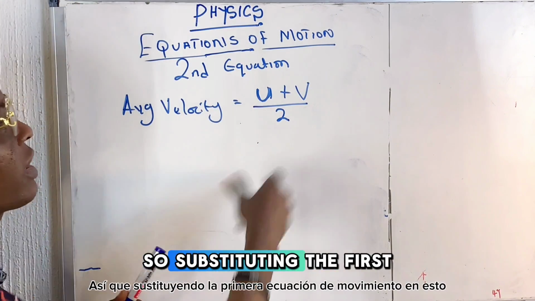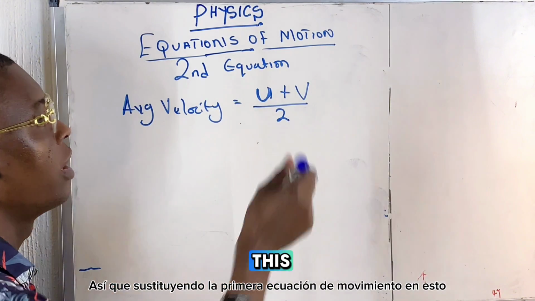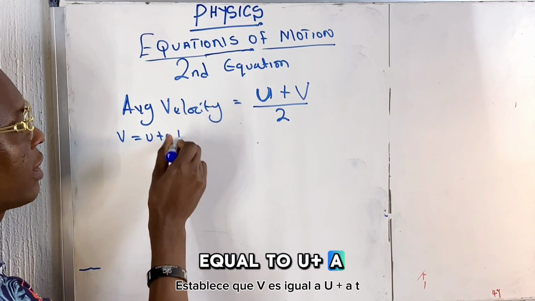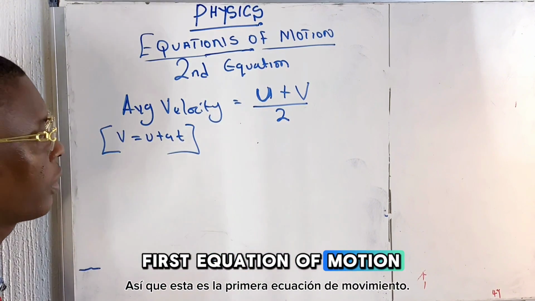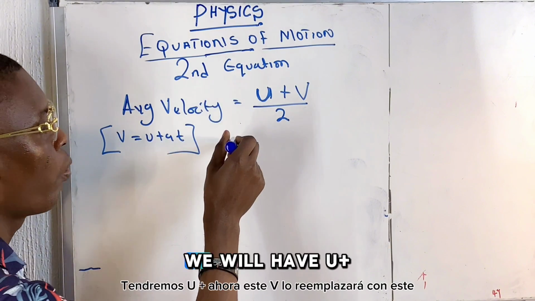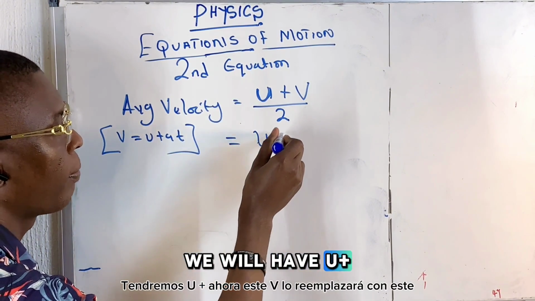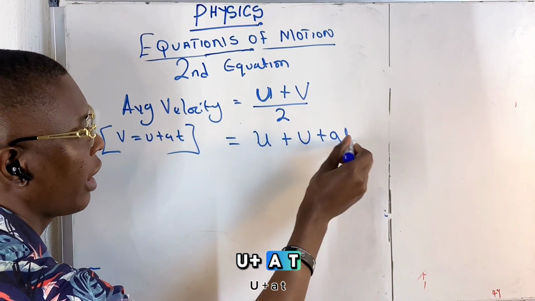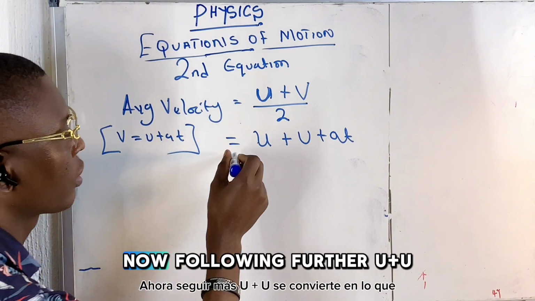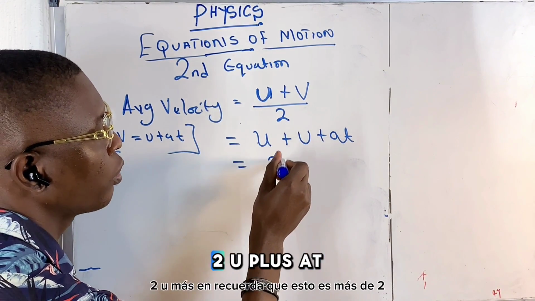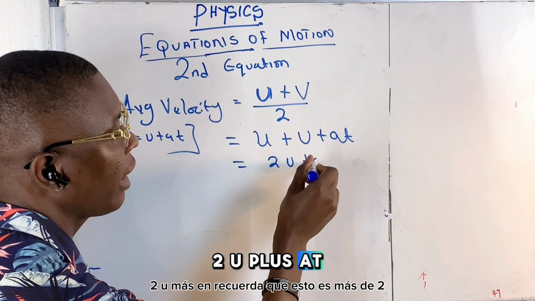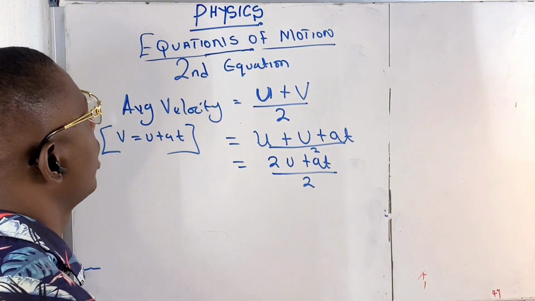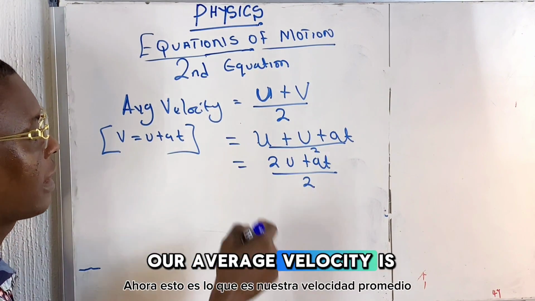All right, now, substituting the first equation of motion into this, remember the first equation of motion states that v is equal to u plus at. Substituting this into this, we will have u plus, now this v we replace with u plus at. Now, solving further, u plus u becomes 2u plus at. Remember, this is over 2. Now, this is what our average velocity is.